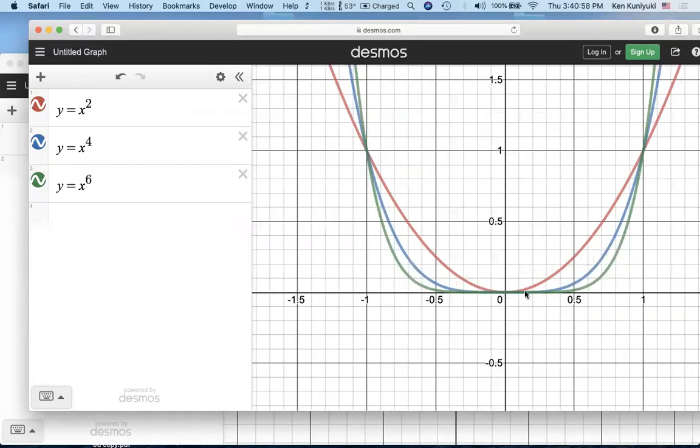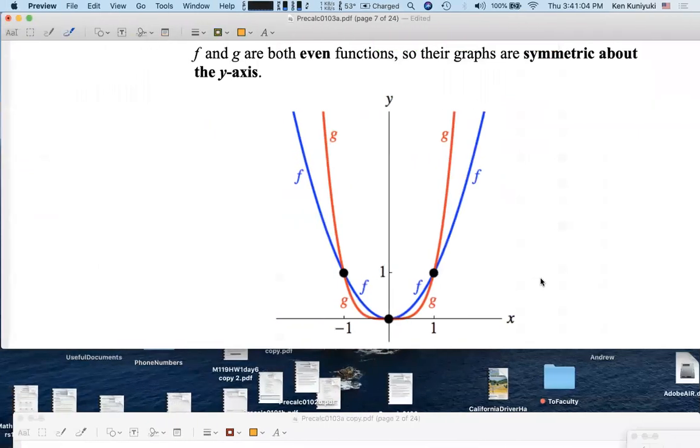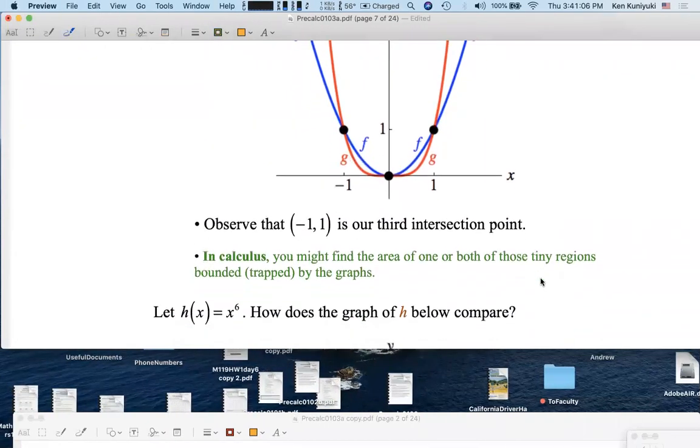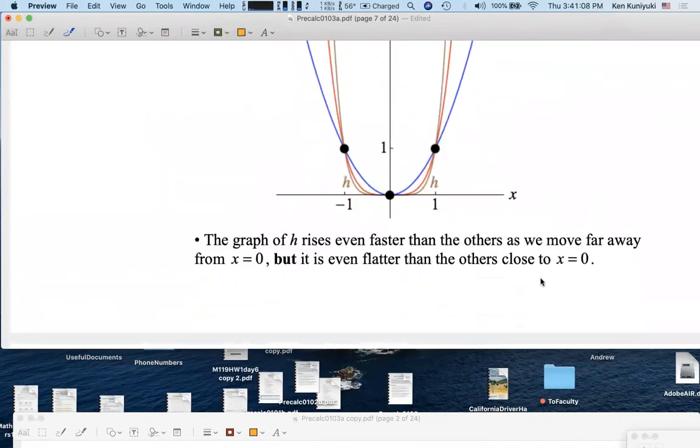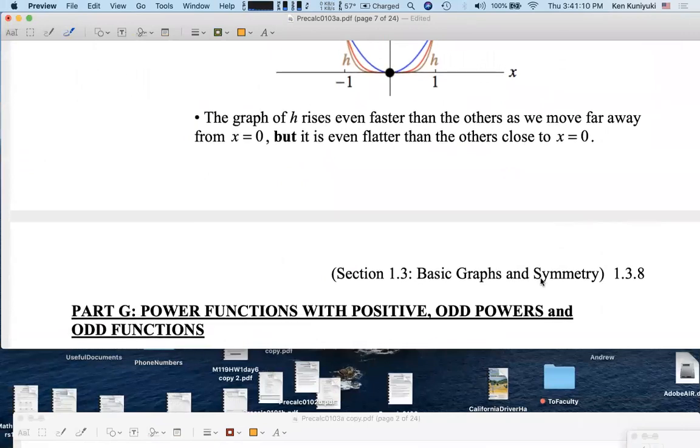And again, you can talk about areas between various graphs. In calculus, you do that using definite integrals. All of them are even. All of them represent even functions. Next up, how do we deal with y equals x to the 3rd, 5th, 7th, even 1st? Next time.